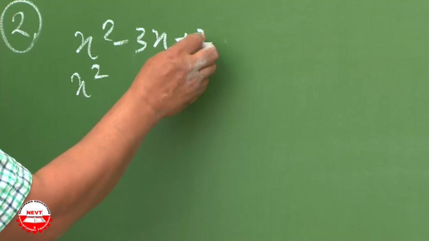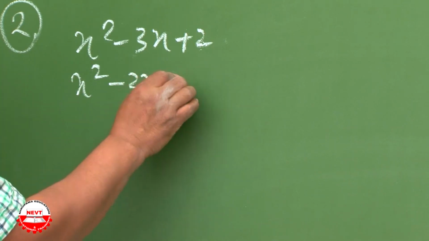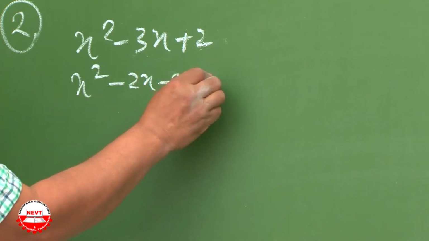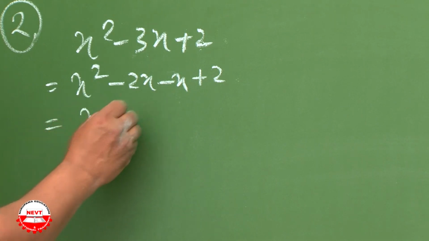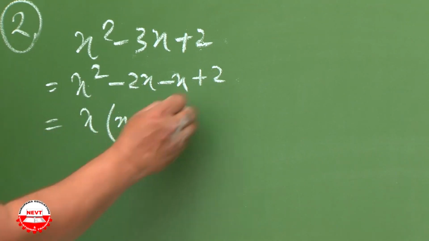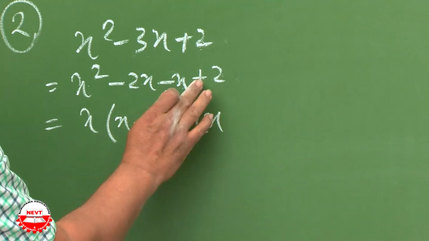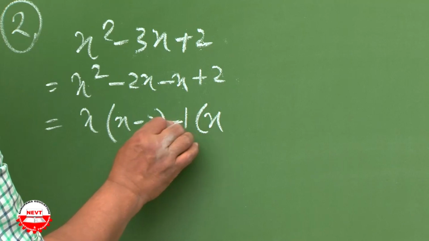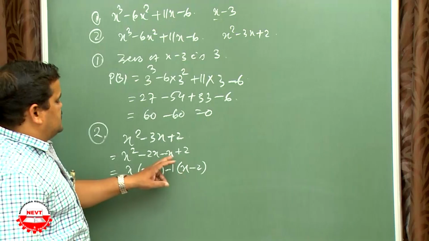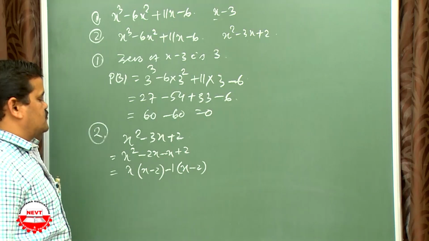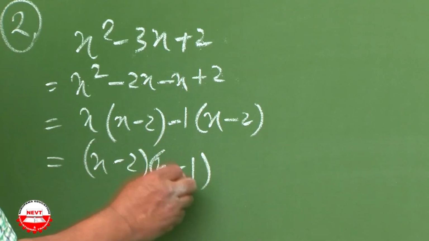x square, the product is 2, the sum is 3. That means minus 2x plus minus x. So the sum is minus 3x plus 2. Now take x as common. What will you get? x minus 2. Then from these two, if you take minus 1 as common, it will be x, and the sign will change if you take minus as common. Okay? It will be minus 2. That means minus 1 into x is minus x, minus 1 into minus 2 is plus 2. That means it is x minus 2 into x minus 1.